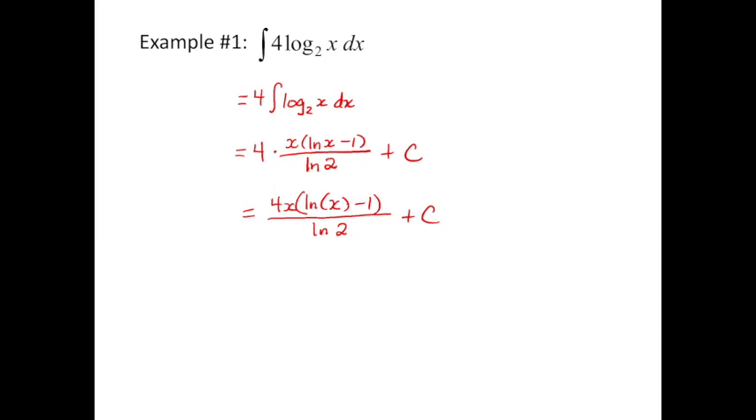So let's look at another one. Now we're looking at the integral of ln of 2x minus 3. So we don't have just an x that we're taking the ln of, now we're taking the ln logarithm of two terms, the 2x minus 3. So this is a situation where we're going to have to use substitution.